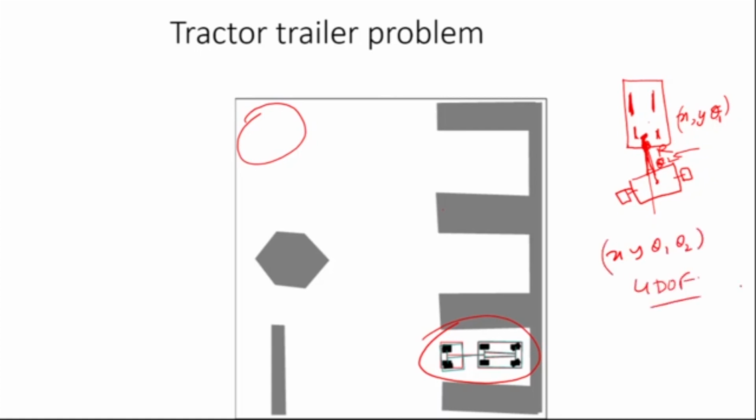So the first three are for the tractor, and this one is for the trailer, because the angle of the trailer depends on the theta 1 of the tractor. That is because there's a revolute joint here. Now in such systems, we will prove that such a system is also fully controllable. And then the next question would come, how would you plan its path to take it from any point to any other point?